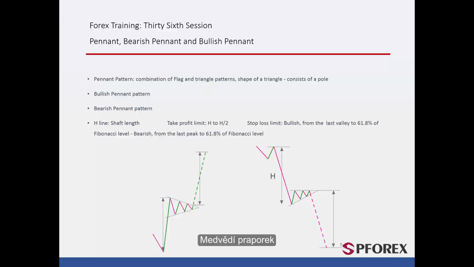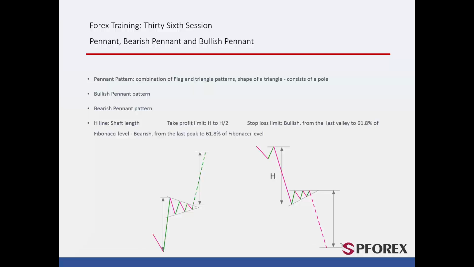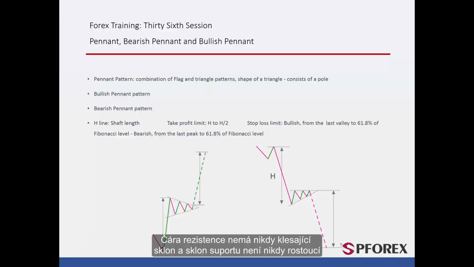Bearish pennant. Bearish pennant, shown on the right graph, is formed on a downward trend, which may have level or gradient support and resistance lines. Resistance line never has a downward slope, while the slope of the support line never forms upwards.